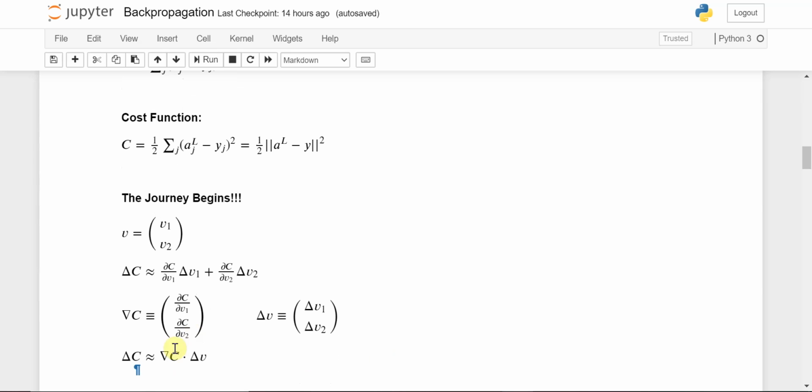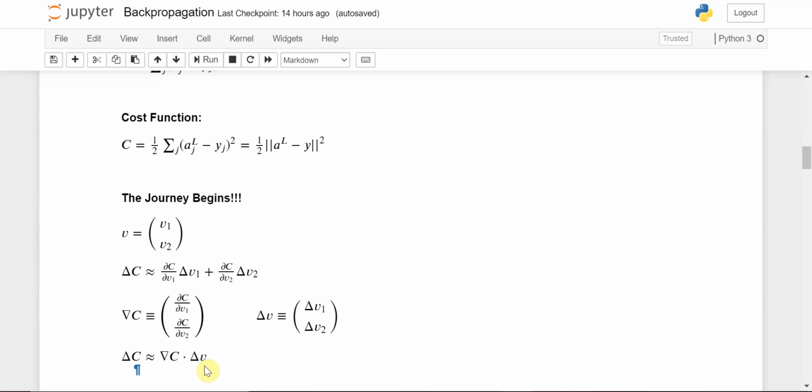And notice that this expression generalizes to V having even more components than just 2. Now remember, our goal was to minimize C, and this means that if we can figure out how to make the change in C, which is delta C, negative, that means we're going a step in the right direction. And also remember that we're minimizing C by changing the weights and biases. And for us, delta V represents that change.